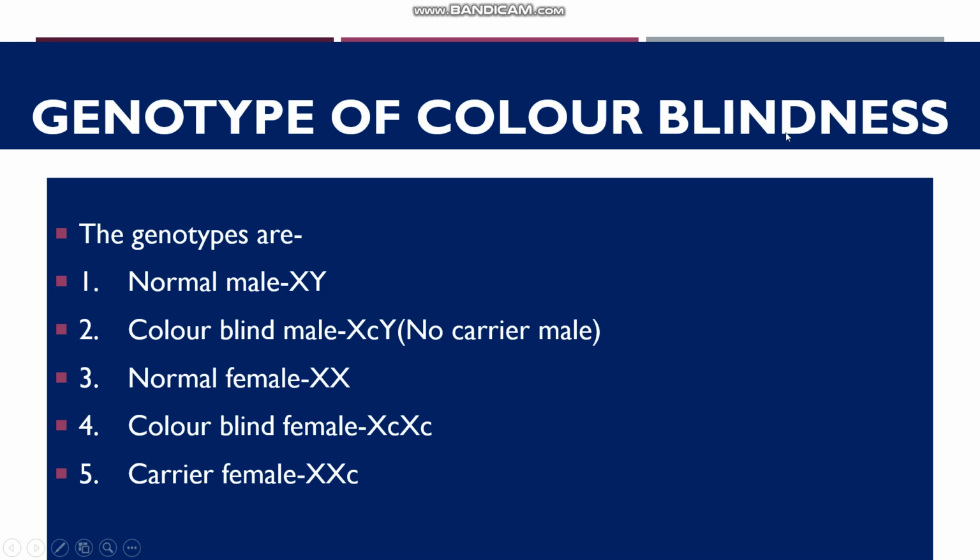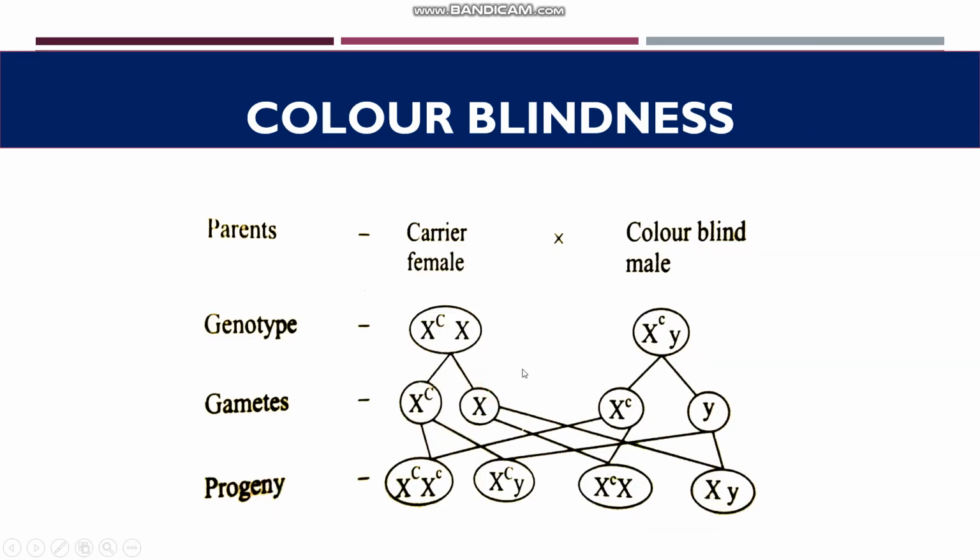Like hemophilia, for color blindness the genotype of a normal male is denoted as XY, a normal female is XX, and a colorblind male is XCY. Here you have to write the letter C. XCY. A colorblind female is XCXC. A carrier female is XXC. So when a carrier female marries a colorblind male, the carrier female is denoted as XCX and the colorblind male is denoted as XCY. The progenies are colorblind female or colorblind male or carrier female or normal male.